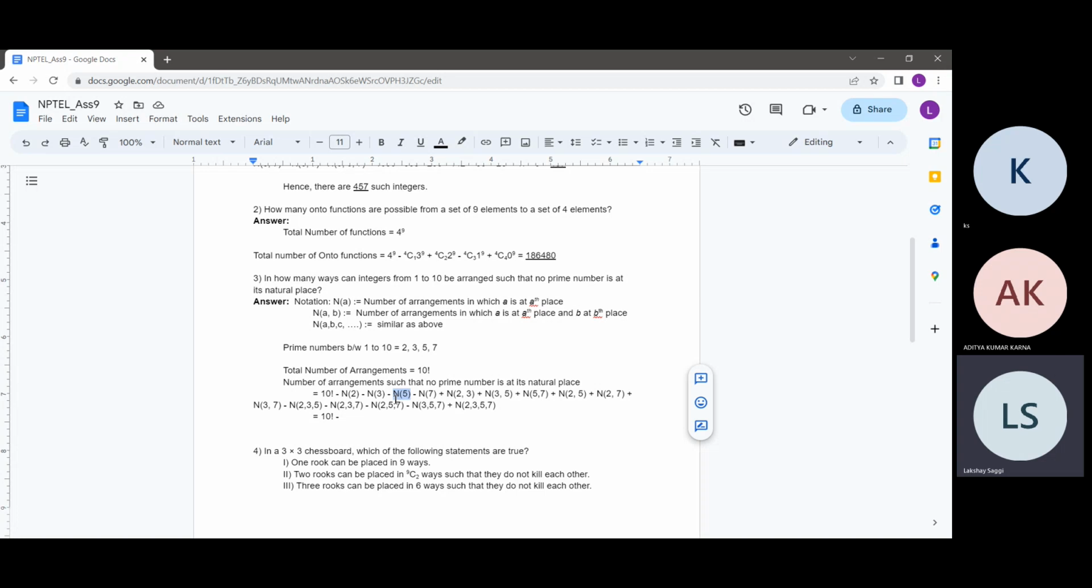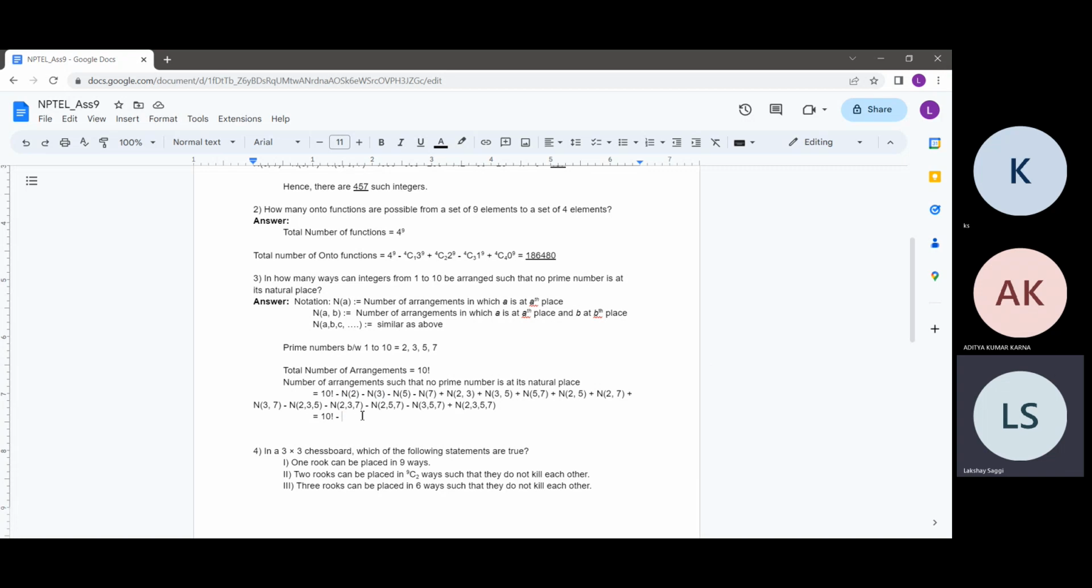Because 5 is fixed at the fifth position, n of 5 will come out to 9 factorial. Similarly, n of 7 will also be 9 factorial, because 7 is fixed at the 7th position and the remaining numbers can be arranged freely. Similarly, these other numbers are also 9 factorial, and this is also 9 factorial.